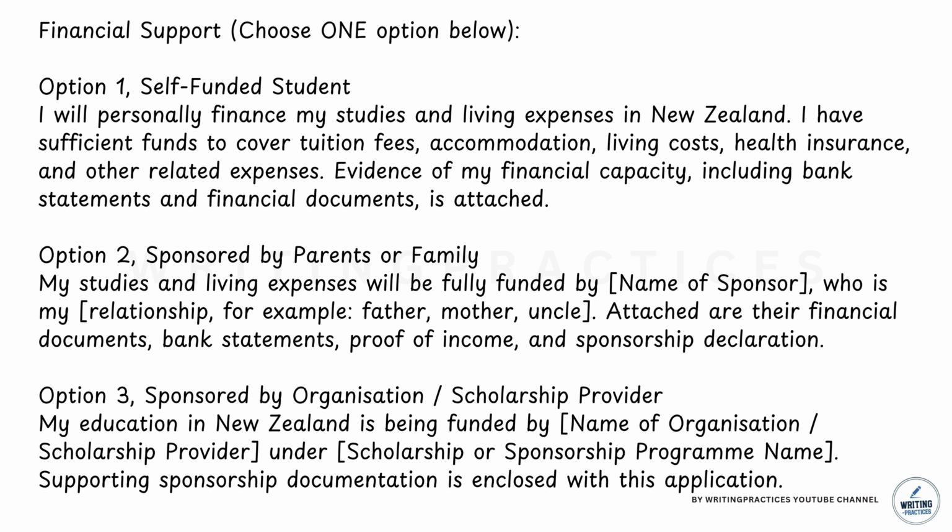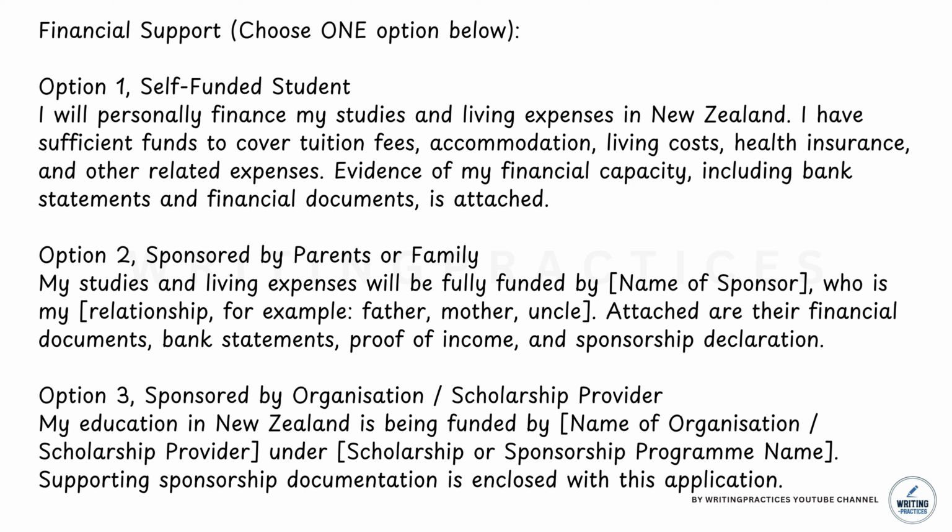Supporting evidence is essential. If sponsored by parents or family, write, "My studies and living expenses will be fully funded by David Richardson, who is my father. Attached are his financial documents, bank statements, proof of income, and sponsorship declaration." This option is used when a family member is sponsoring your education. The relationship and financial proof must be clearly shown.